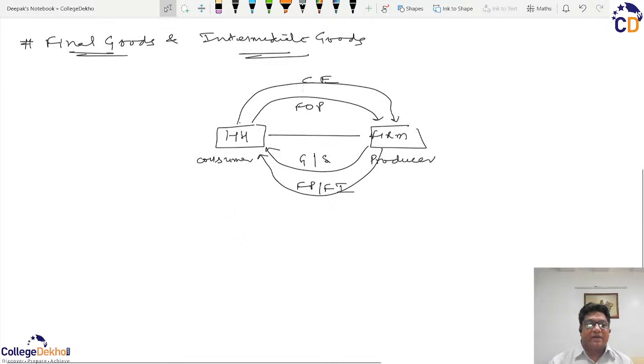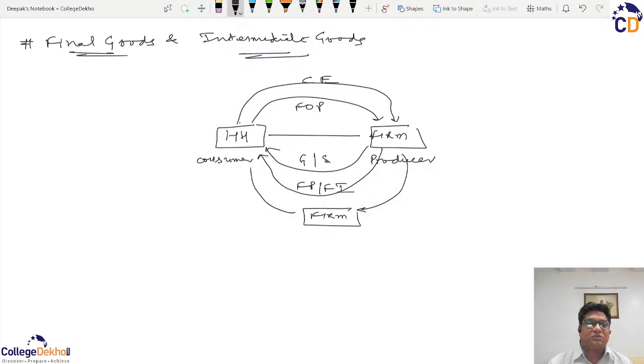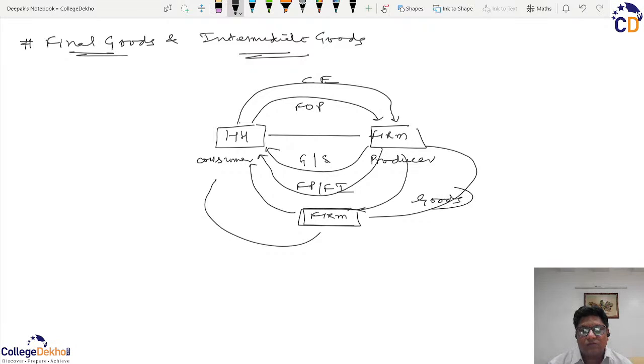So there can be a case that between this household and firm there is also another firm which buys goods from one firm and sells to the household. Now these are in a way like this firm. So if there is a transfer between firm to firm which is to be carried forward to the household or the consumer, then this transfer of goods shall be the intermediate goods. And when they reach the consumer or the household, only then they will become the finished goods.